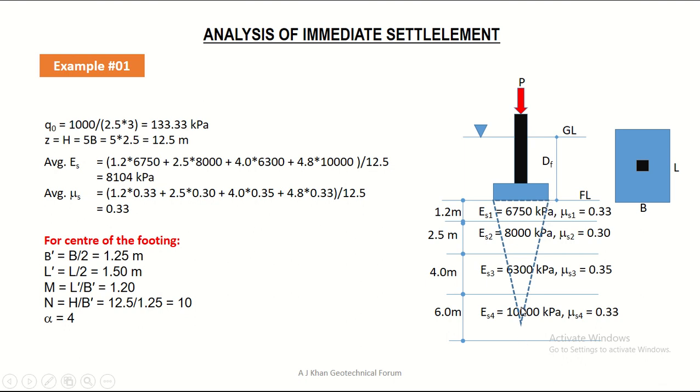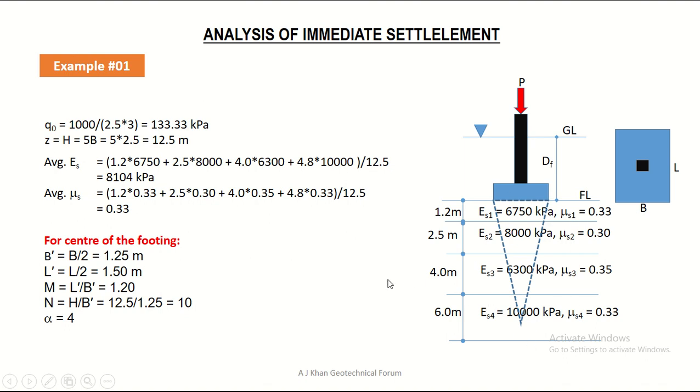It penetrates about 4.8 meter into the last layer, because if you just add up 1.2, 2.5 and 4, that is 7.7, plus 4.8 will take you to the 12.5 meter depth below the foundation level. So it penetrates 4.8 meter into the fourth layer. So that is your zone of influence. So you'll have to consider all the soil properties within this zone, not beyond.